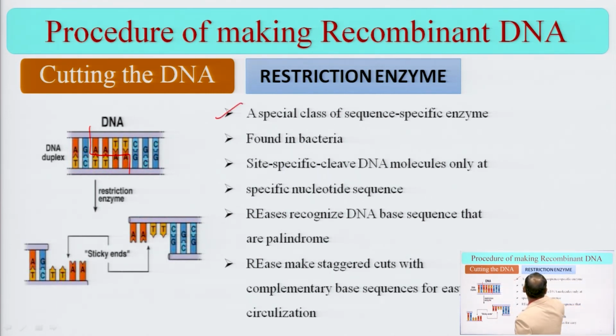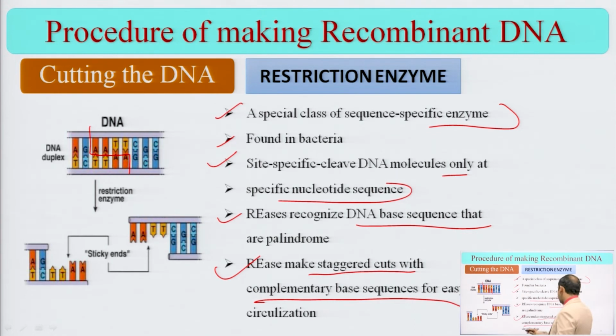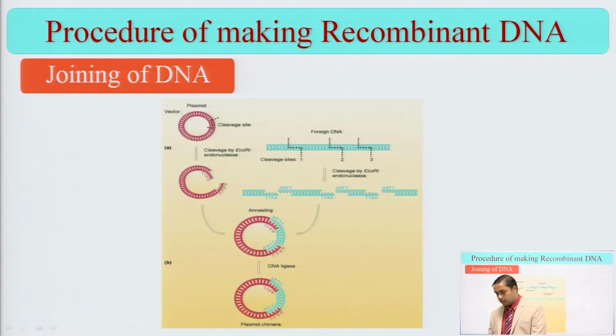A specific class of enzyme is found in bacteria. You are aware of it, because I already mentioned it in a previous lecture. It is site-specific cleavage of a DNA molecule at a specific nucleotide sequence, and restriction endonuclease enzymes recognize DNA sequences that are palindromic. Palindromic means the sequence reads the same again and again. Restriction endonuclease enzymes make staggered cuts with complementary base sequences for easy circularization.